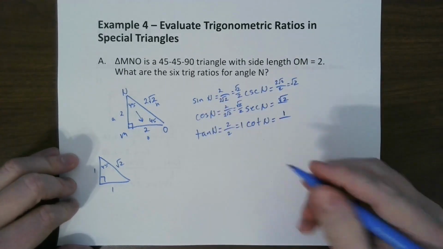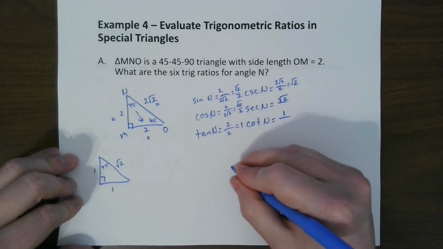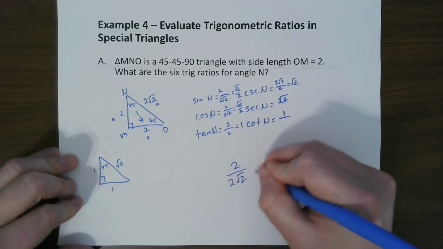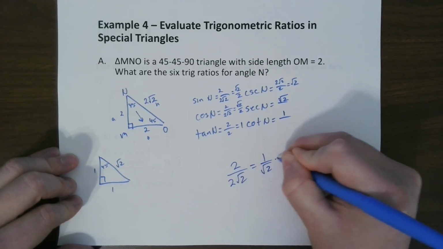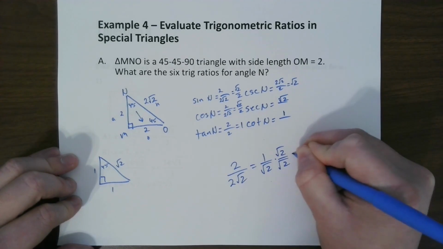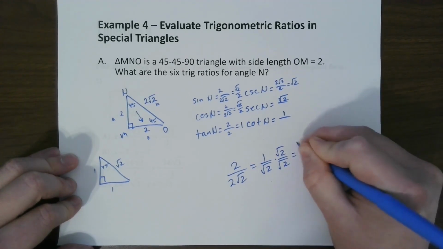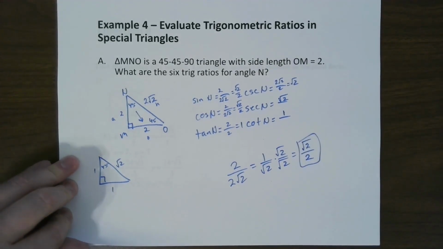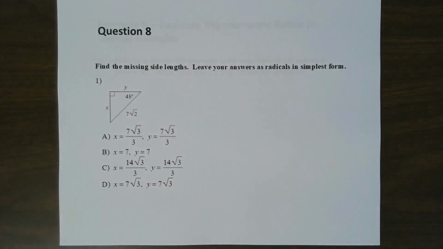So let me do a quick review on how I get from here to here. 2 over 2 radical 2 gives you 1 over radical 2. And you multiply top and bottom by radical 2. And that's how you get that. Go ahead and try this problem.